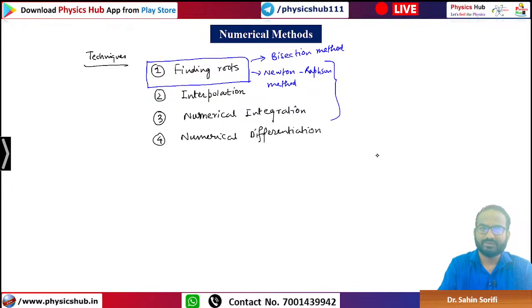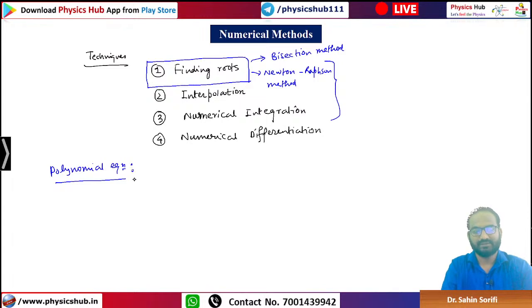Firstly, we'll cover the bisection method, but before that, let us try to understand what kind of equations are there. Firstly, polynomial equation. Do you know what is a polynomial equation? A polynomial equation will contain algebraic function of x.